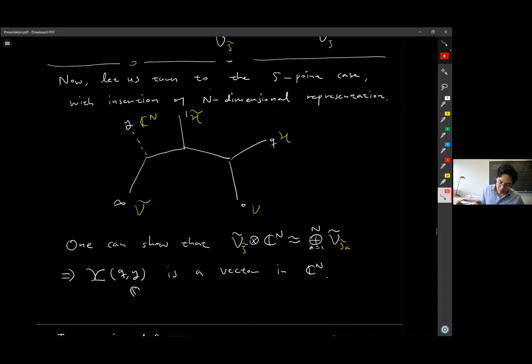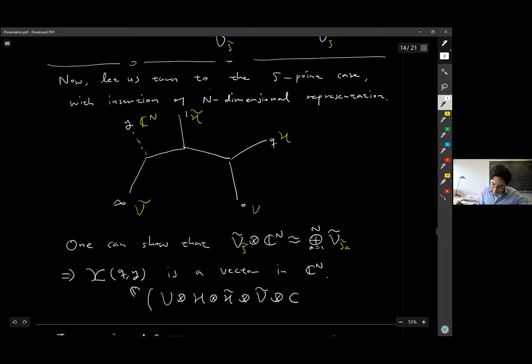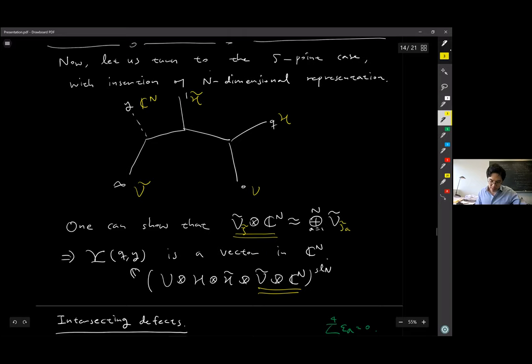So if I remind you, this 5-point conformal block is in the representation V tensor H tensor H tilde tensor V tilde, and then C^N. So we use this decomposition in the last tensor product, and then we get n of the 4-point cases.